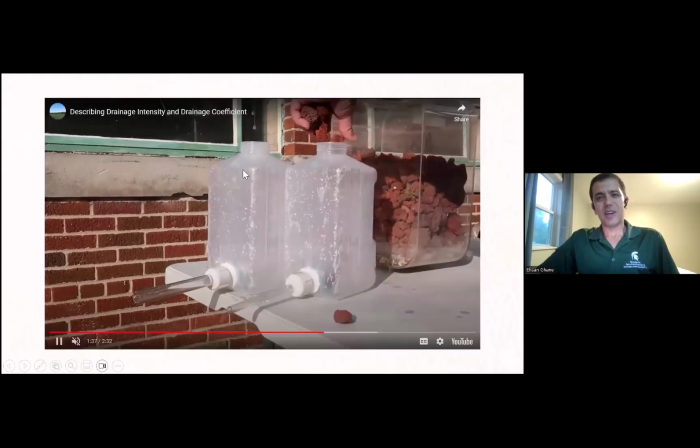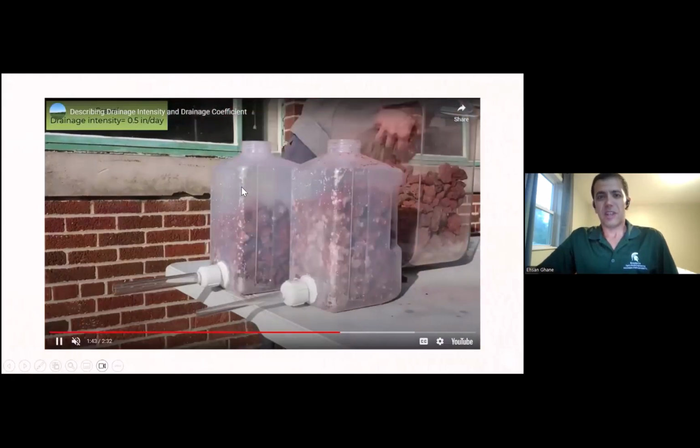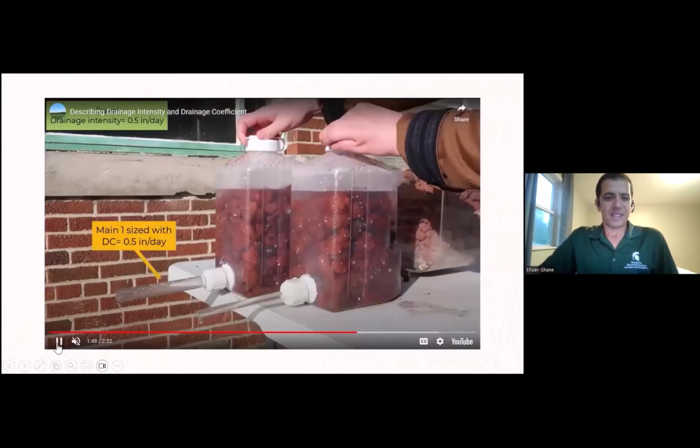I got two barrels here. Assume these are farms. The one on the left is your farm, and the one on the right is your neighbor's farm. Both you and your neighbor have the same soil, the same drain spacing, the same drain depth. Everything's the same. The only difference is that drainage coefficient that I told you about, the size of the pipe that carries water away. On your farm, you use half an inch per day. That's the rate of water leaving, to size that main pipe that carries the water away. But the neighbor used 4/10 of an inch per day.